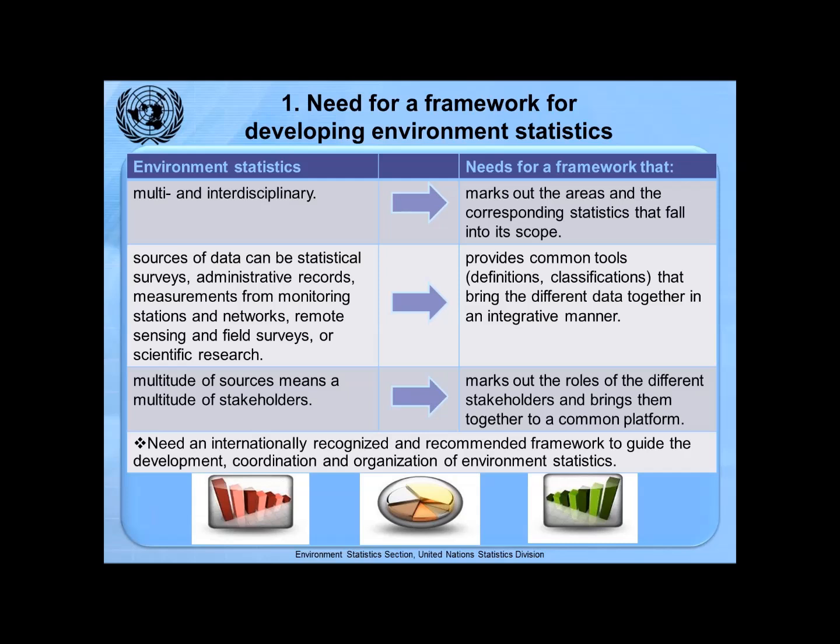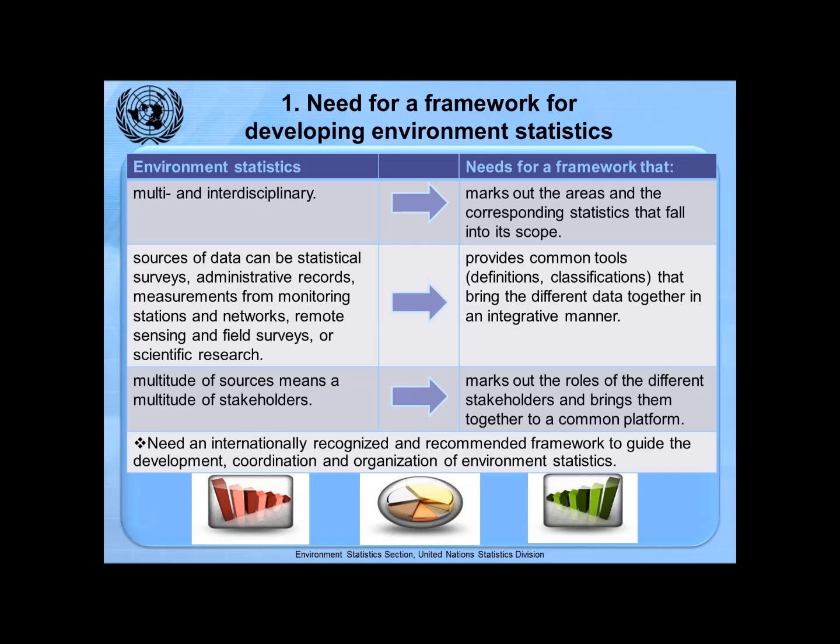And then, of course, when you have a multitude of varied types of sources of data, then it means you have a very large number of partners or stakeholders. So again, this framework will help to bring together the different stakeholders and provide a common platform for them to base their work on.